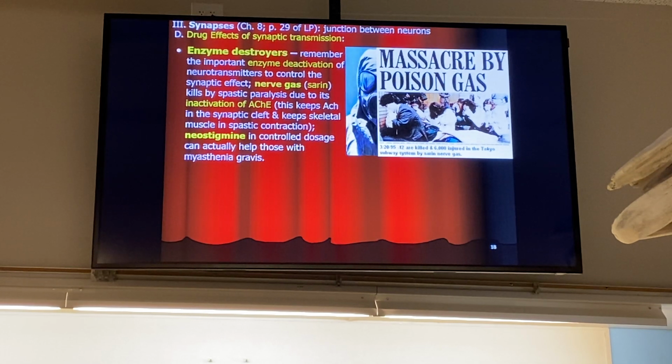Everybody got this? So this is about actually getting rid of the acetylcholine rather than... Yes. Okay. And then let me just give you a little bit of connection between physiology and pharmacology.